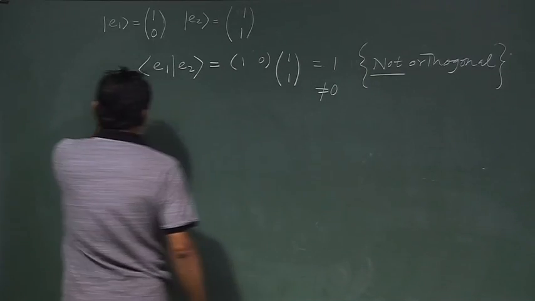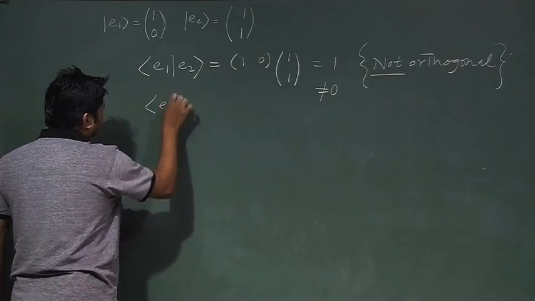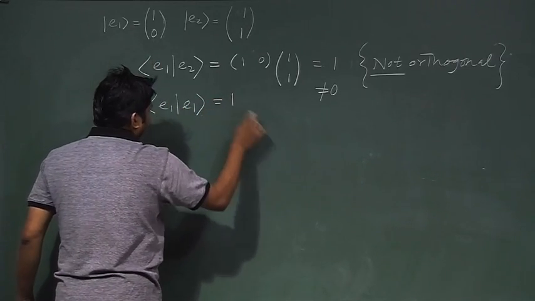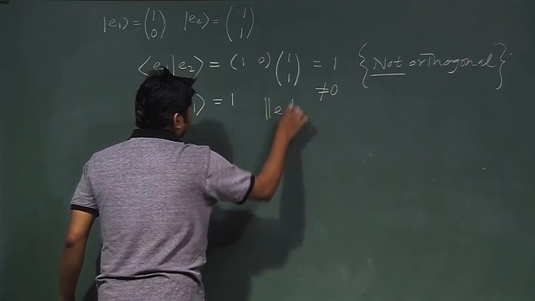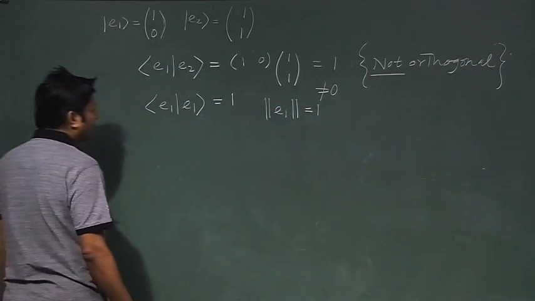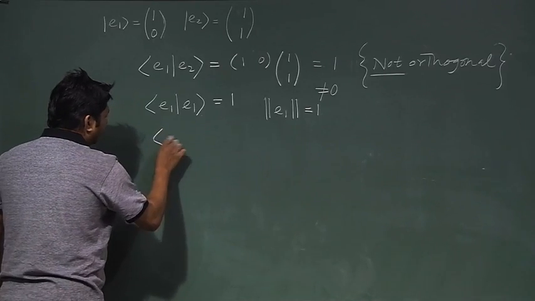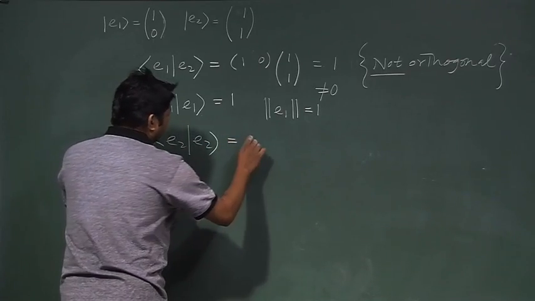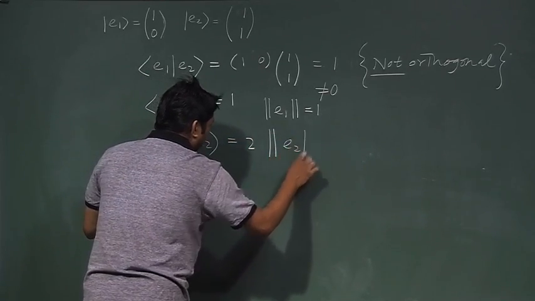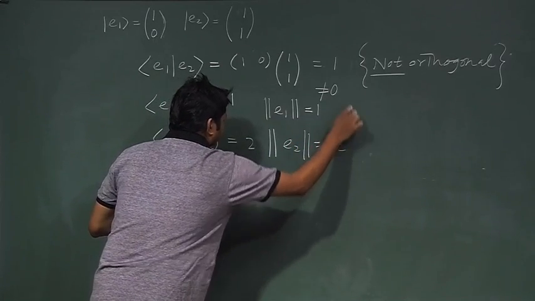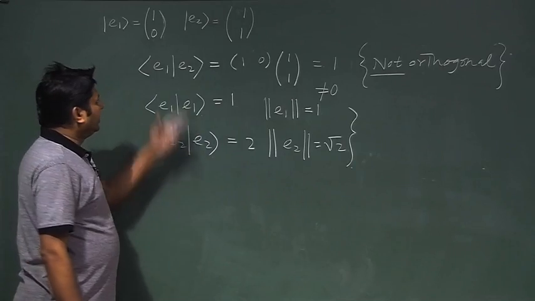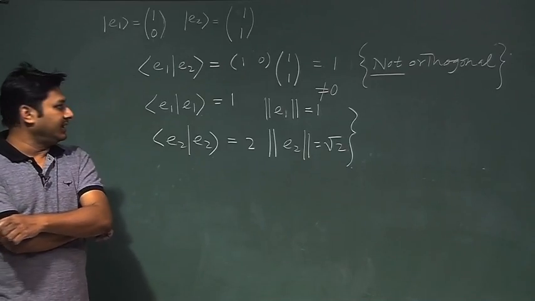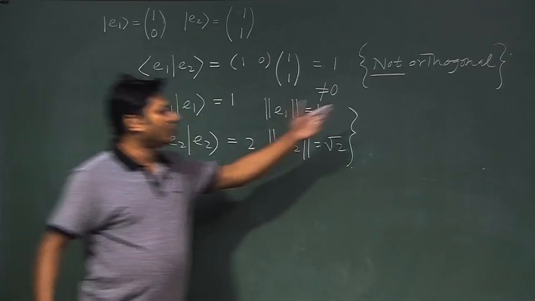What about the individual norms? E1 E1, this we have already done. This is 1, so the norm of E1 here is 1. Also if I do this as we have done in the second example, I will find this is 2, so the norm of E2 is equal to root over of 2. So these two form a basis, that is the first case. Second thing is that even though they form a basis, they are not orthogonal.